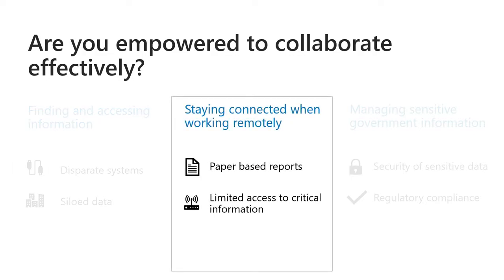The second problem that we saw was staying connected when working remotely. Many agencies still have paper-based reports that make it difficult to access information if you are working remotely, and access to critical information is limited. If you are on the go, in the zone, on the mission, then having access to that critical information becomes crucial, right?